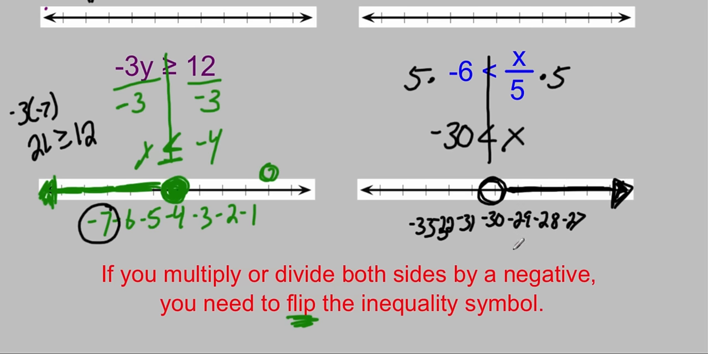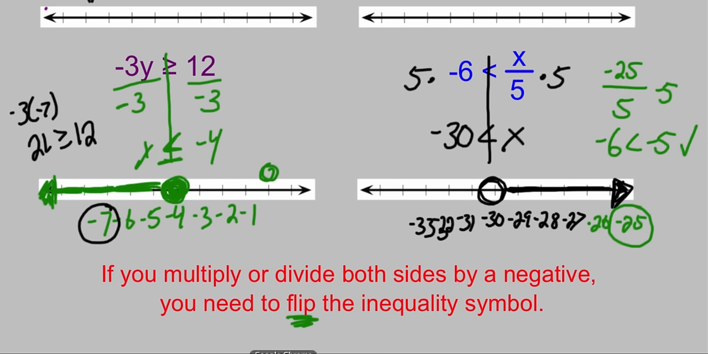And then we do a quick check. I'm going to go all the way out, pretend my number line kept going, because I know I have to divide by 5, so I want to choose something that's going to divide nicely. So I'm going to do negative 25. But you can really do any number as you're moving back up towards 0. Negative 25 divided by 5 is negative 5. So is negative 6 less than negative 5? That's true, so we are good.